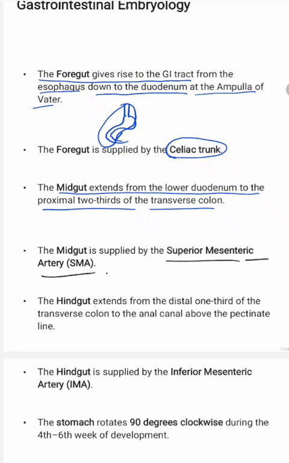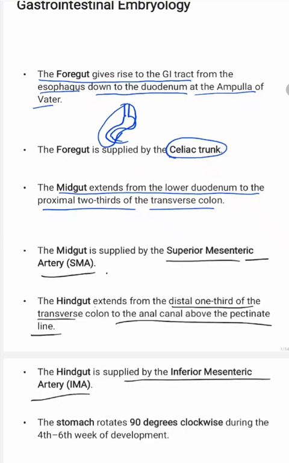Now midgut is supplied by SMA, superior mesenteric artery. Okay, the hindgut extends from distal 1/3 of the transverse colon to the anal canal above the pectinate line. So hindgut develops the rest of the GIT from the second, third part to the pectinate line in the anal canal, and the hindgut is supplied by inferior mesenteric artery.